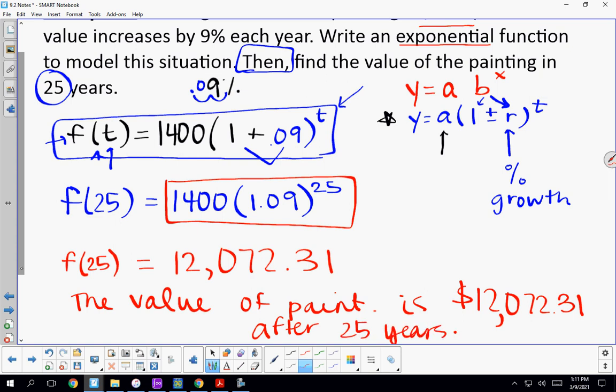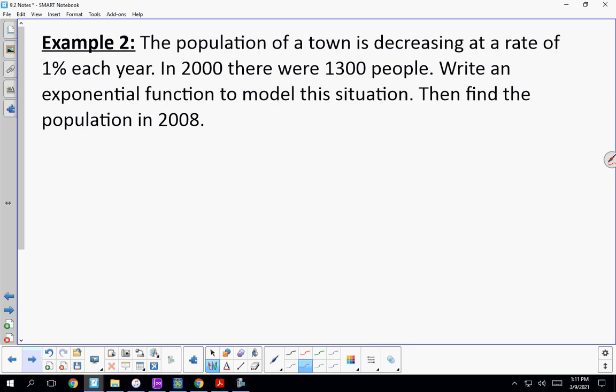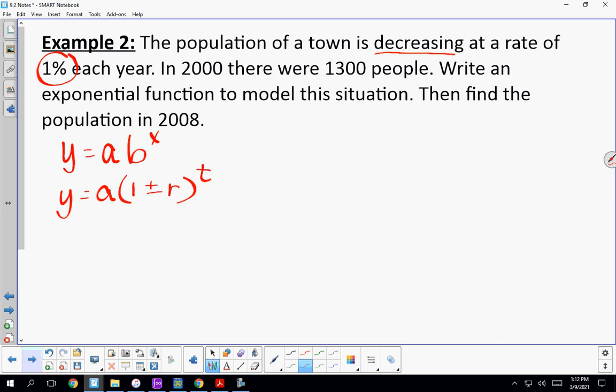Okay. So our next example is very similar, except this time it's going to be exponential decay. Again, they're giving me my decay rate. So instead of writing my formula as a times b to the power of x, I'm going to use the more specific formula where we take b and we split it up into 1 plus or minus r to the t power. So again, this is just a different way to write b.